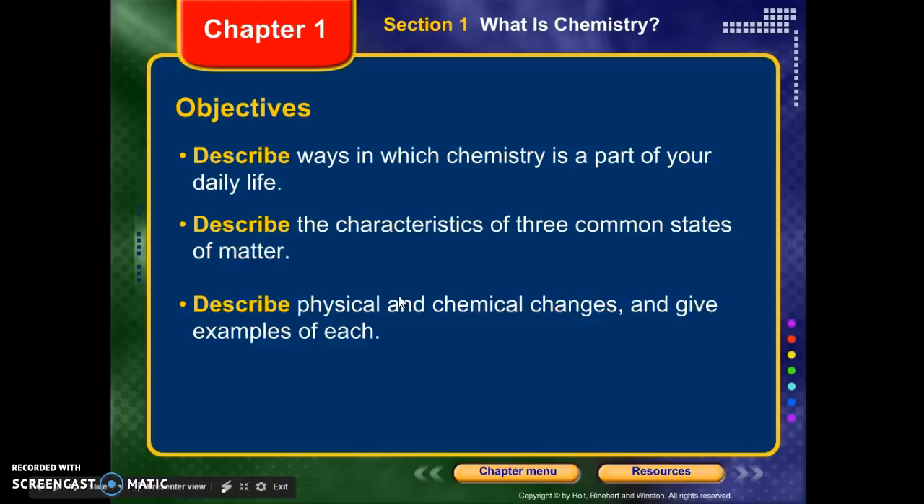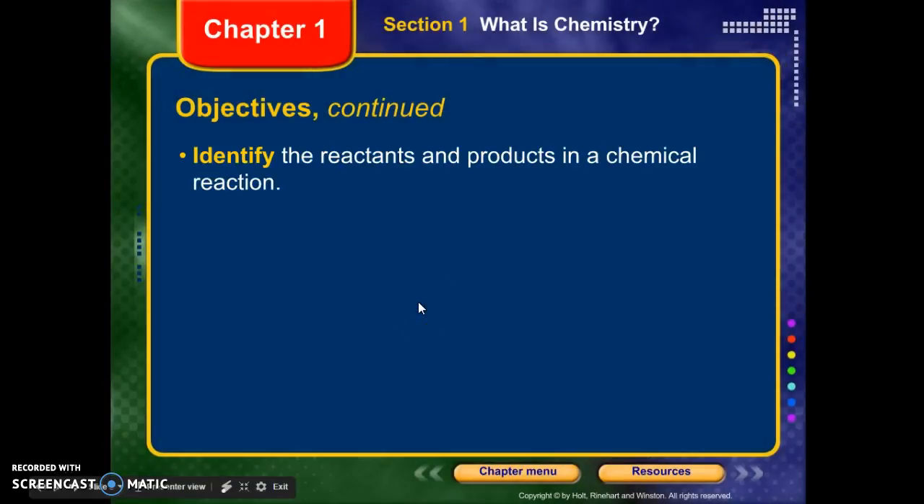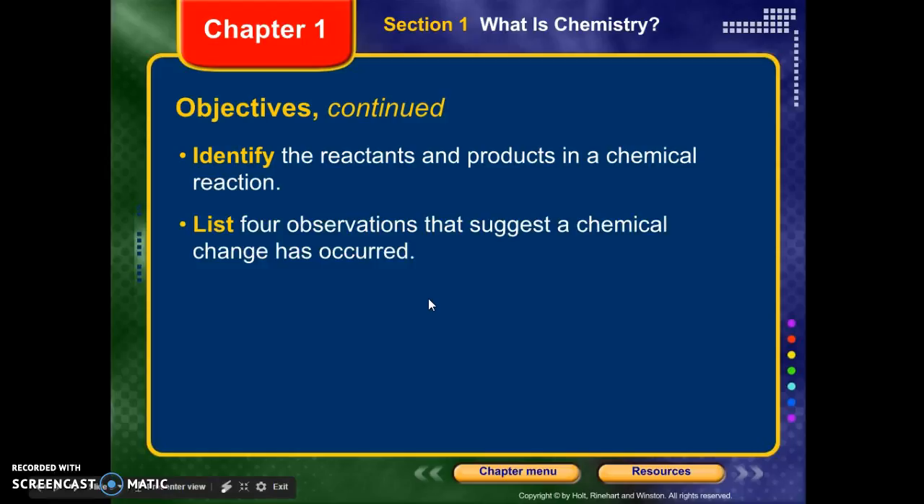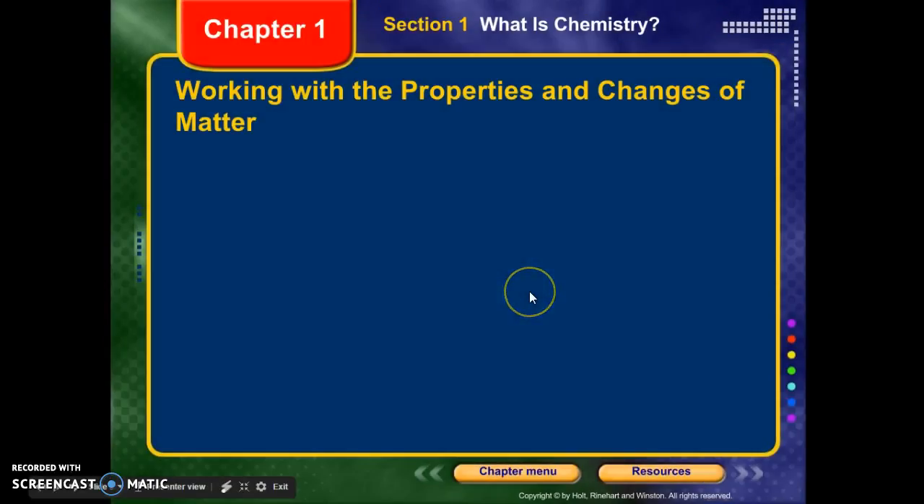We're going to talk about the difference between physical and chemical changes, give you examples of each, and hopefully when we finish you'll be able to describe what a physical change is and what a chemical change is and how they're different. And we're also going to look at chemical equations. We're going to identify where the reactants are in these equations and where the products are. And we're going to list 4 observations that help you identify whether or not a chemical change has taken place. Okay, so let's get started.